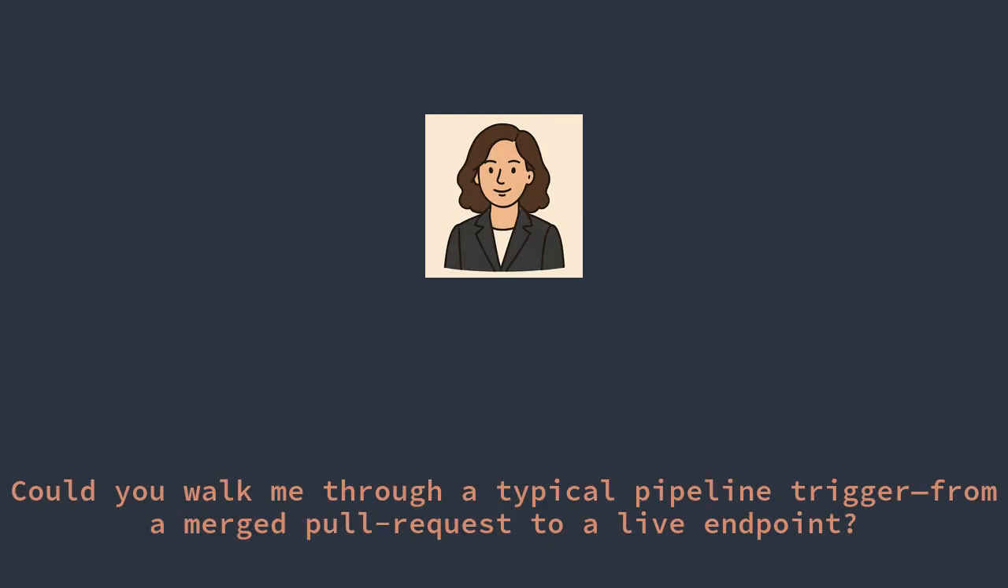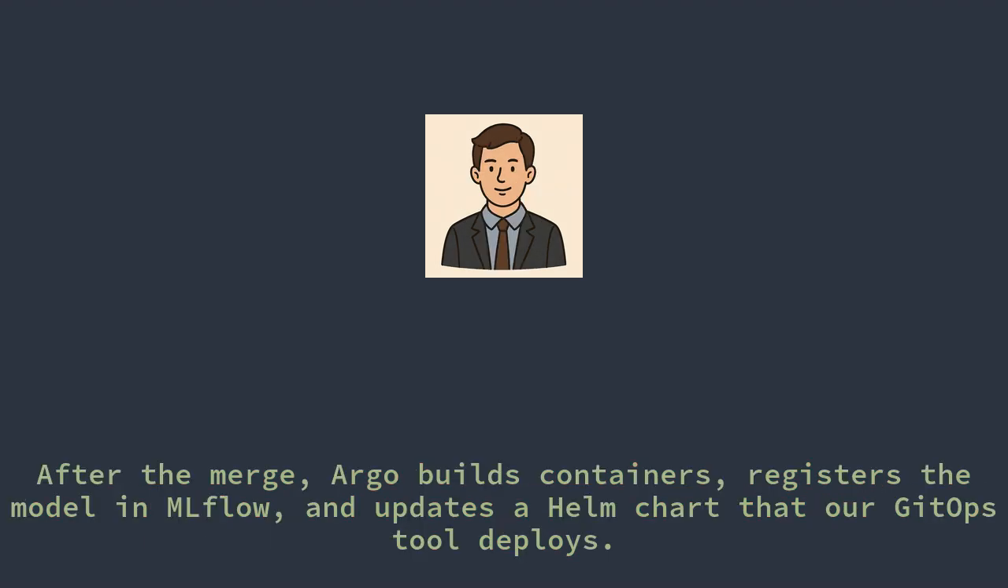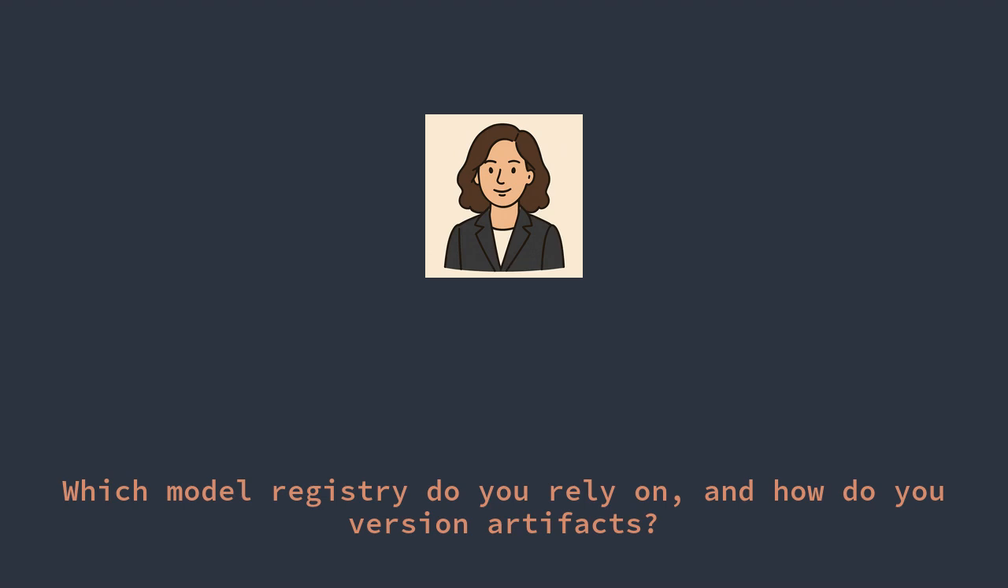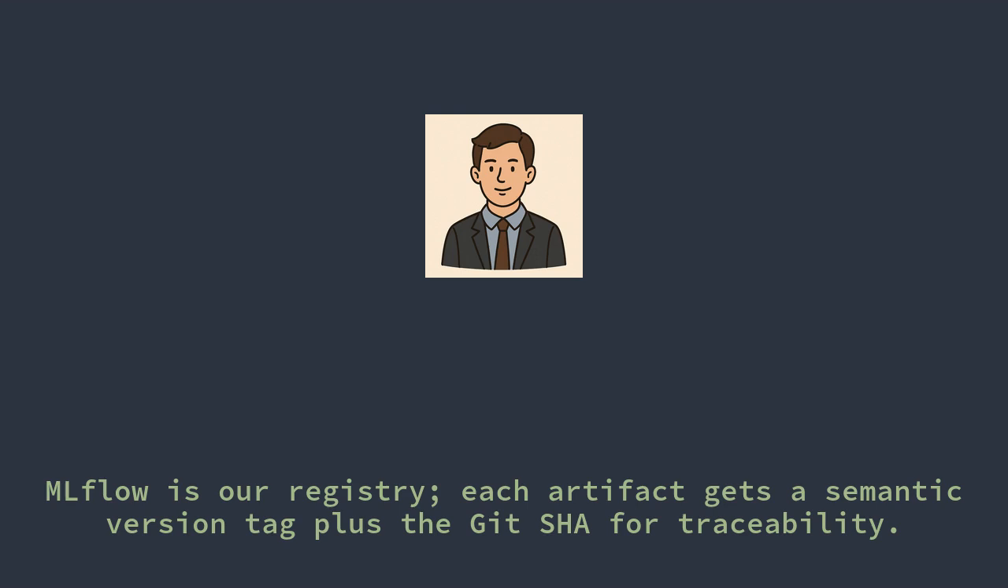Could you walk me through a typical pipeline trigger from a merged pull request to a live endpoint? After the merge, Argo builds containers, registers the model in MLflow, and updates a Helm chart that our GitOps tool deploys. Which model registry do you rely on, and how do you version artifacts? MLflow is our registry. Each artifact gets a semantic version tag plus the Git SHA for traceability.